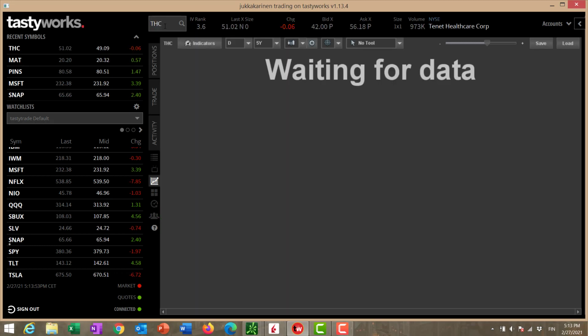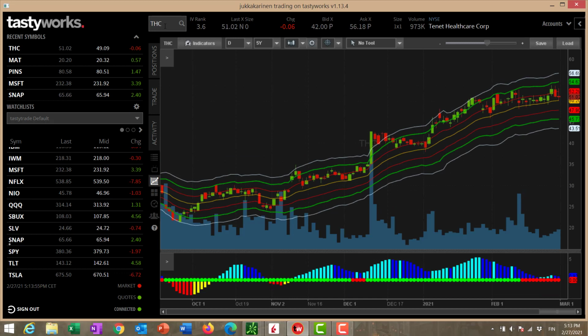There is a squeeze also on THC. This is a clear uptrend. The price is within the reasonable buying area. Momentum is for now going lower, but it has never been red. So this to me looks like a good bullish trade idea.